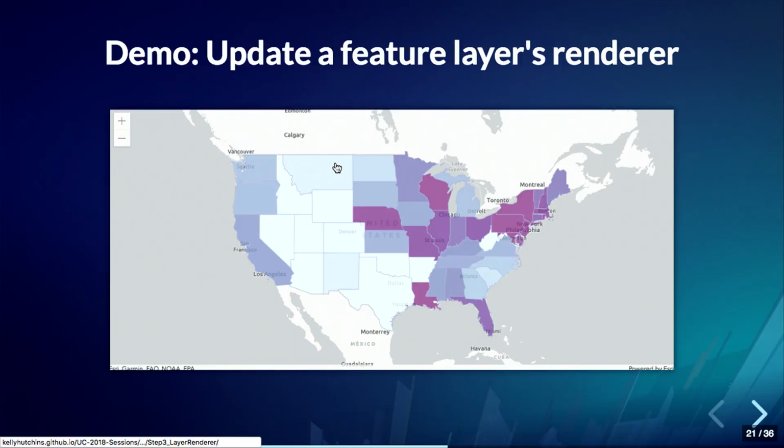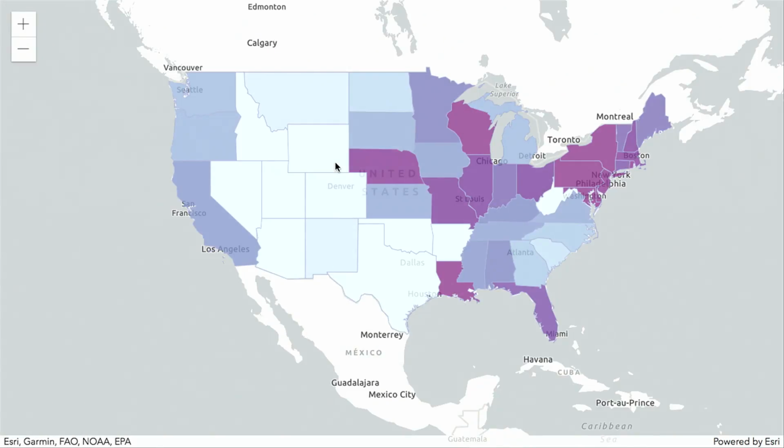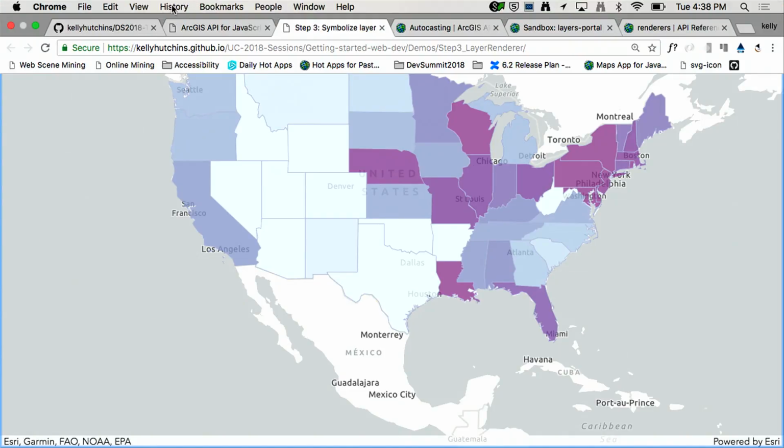Okay, so let's look at a demo app where we update the feature renderer. This is the same app. Heather added the layers. Now we're going to update the symbology so it looks like this picture here. So let's look at the source code.